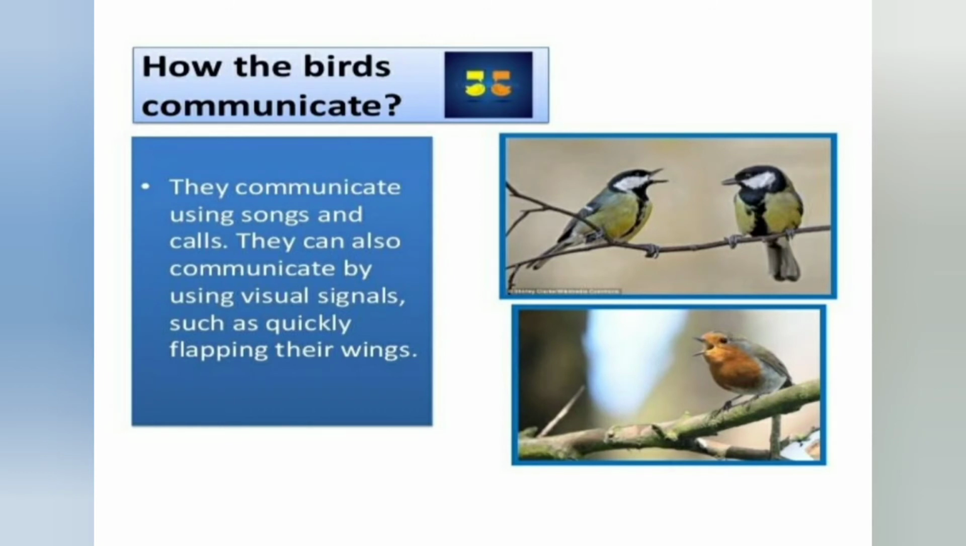How do birds communicate? They communicate using songs and calls. They can also communicate by using visual signals such as quickly flapping their wings.